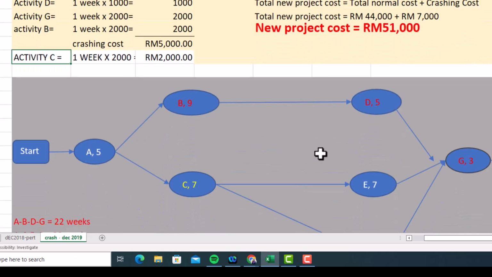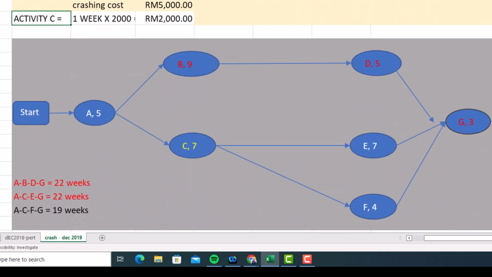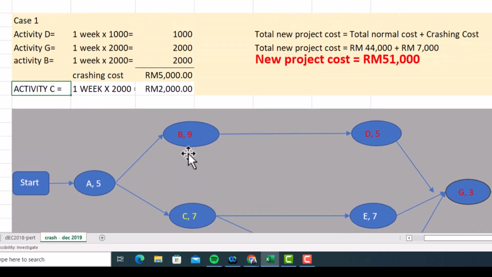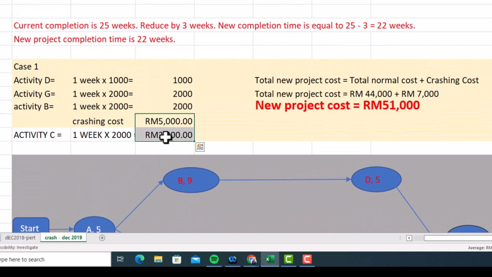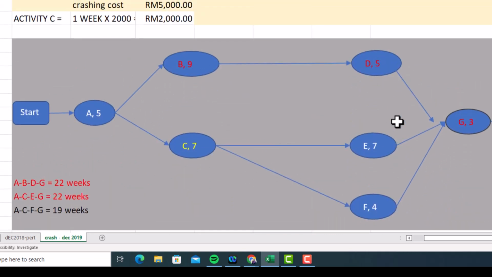Okay, to double check, the diagram must be completed in 22 weeks. So the total crashing cost is 7,000. So the new project cost is the normal cost, which is 44,000, plus 7,000, and you will get the total new project cost equal to 51,000. Okay, all right, that's all.